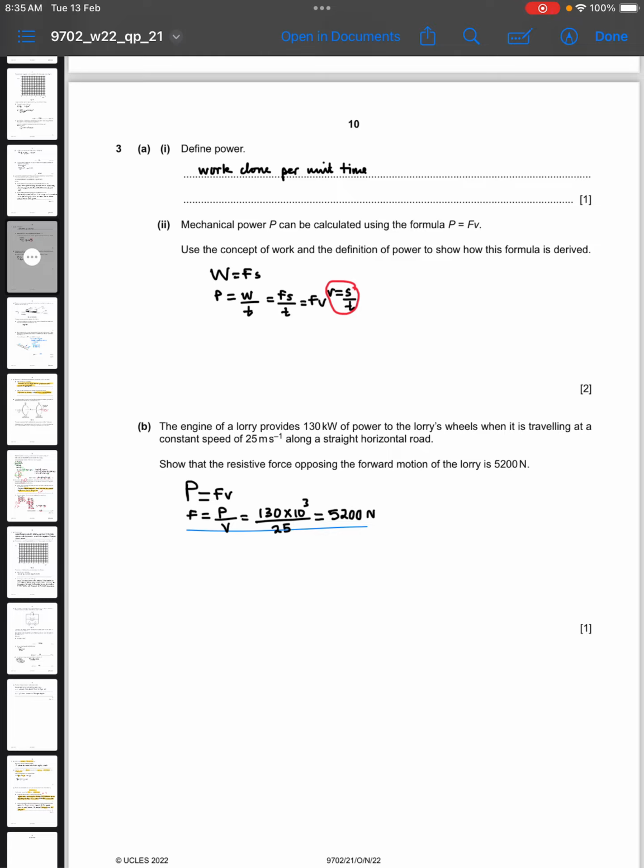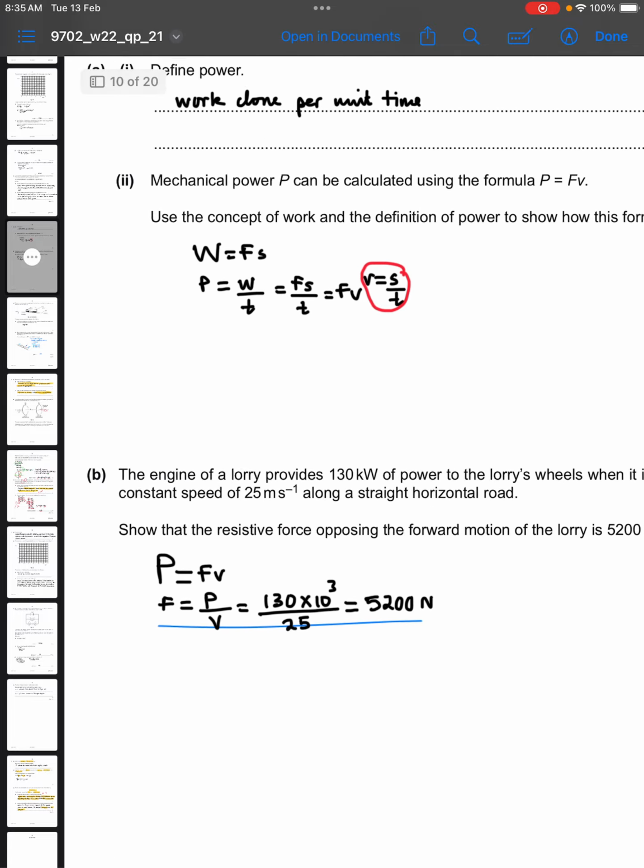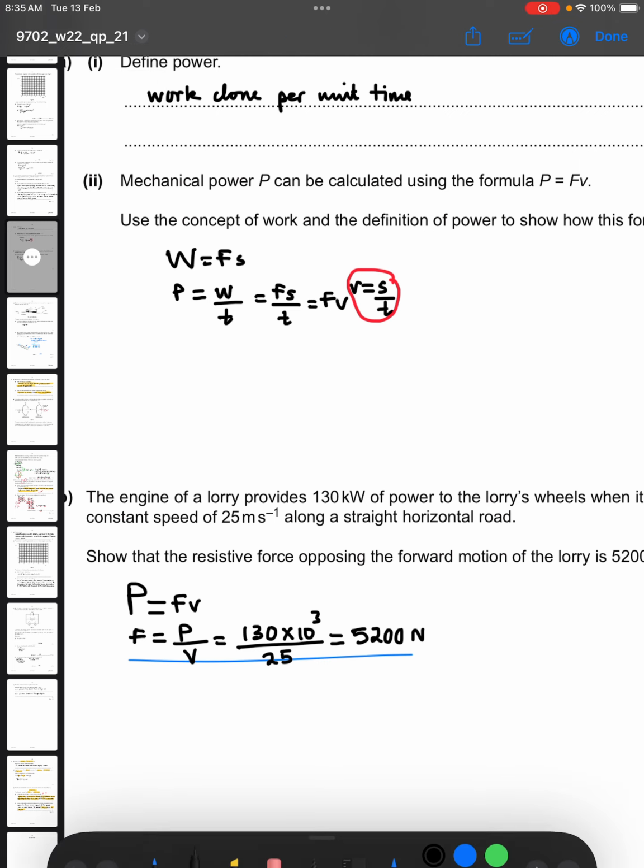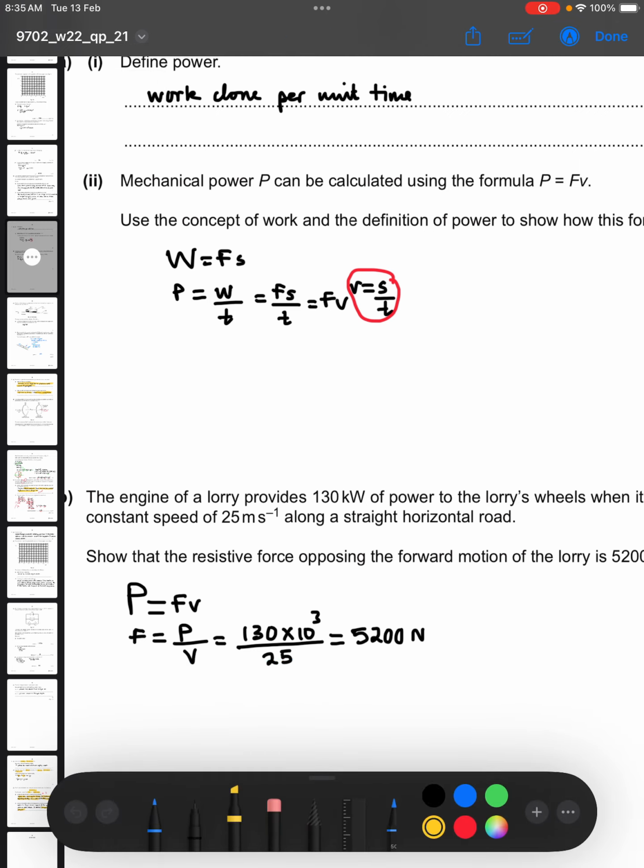So we want to derive the formula P equals FV. Now, to derive that formula, they told us to use the concept of work and the definition of power. So they actually gave us hints. The definition of power is work done over time. The definition of work is force times displacement. So where there is work, we replace it with force times displacement.